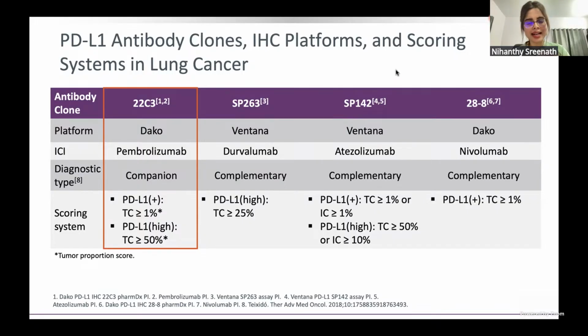Nivolumab, again, the DAKO 28-8 platform can be used. So we do look into the PDL1 expression, the TC score, the tumor cell scores, and also the PDL1 expressions and the CPS scores can be taken into account, which I'll be explaining in detail now, the scoring systems.